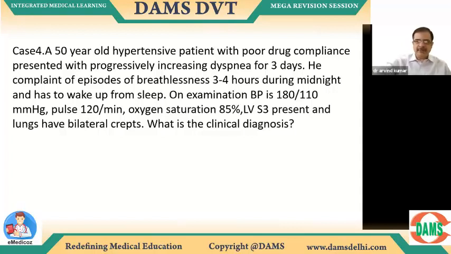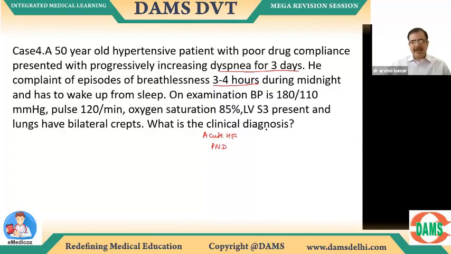If we look at the full picture, the patient is a known case of hypertension, but with poor drug compliance. Now the patient has worsening dyspnea for 3 days. So it looks like a case of hypertension-induced heart failure. Most likely the clinical diagnosis is acute heart failure. Another suggestive feature is the typical symptom of breathlessness 3 to 4 hours after the patient goes to bed. That means it is paroxysmal nocturnal dyspnea, PND. This symptom favors acute heart failure.